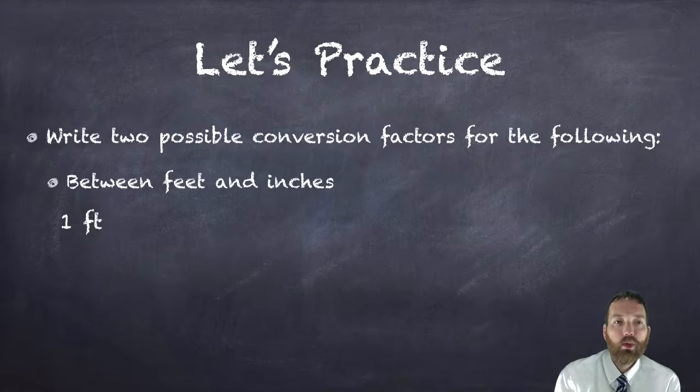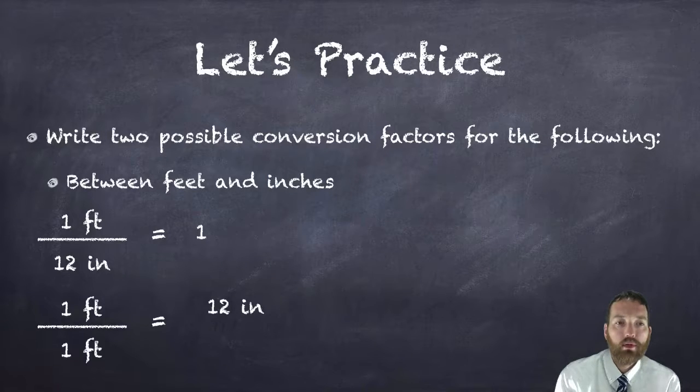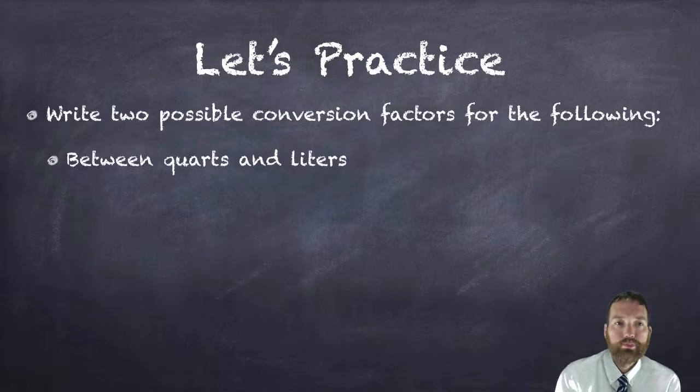Okay, so 1 foot equals 12 inches, of course. If we divide both sides by 12, we get 1 foot over 12 inches equals 1. Or we could have done the reverse and had 1 equals 12 inches over 1 foot.